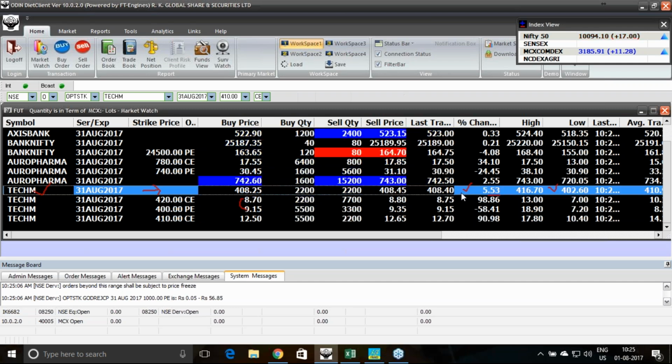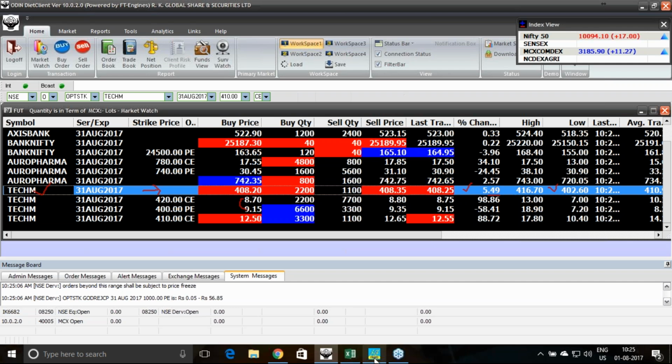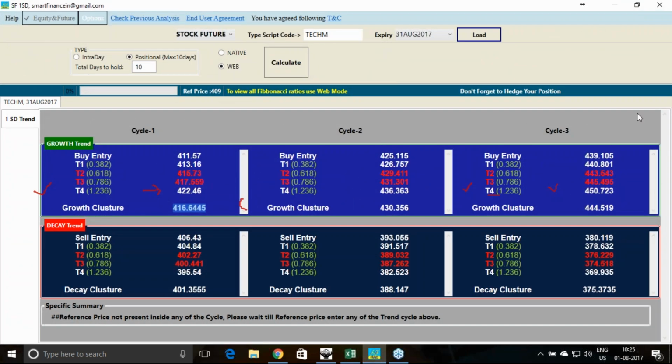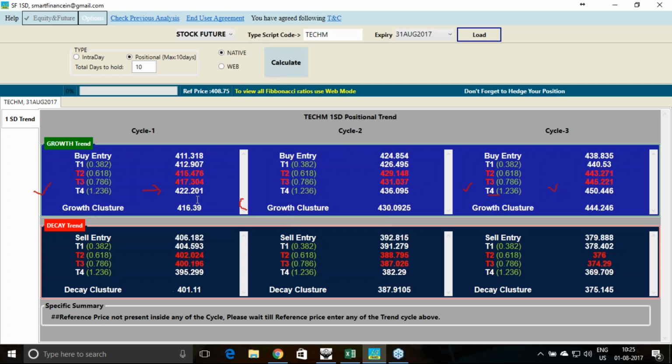Now we wish to form a strategy using the one standard deviation. I have just taken the view on Tech Mahindra. If you load the data, give the position for a maximum of 10 days, and calculate, you will get the levels for Tech Mahindra. Here we are getting the first cycle, second cycle, and third cycle: 3 cycles of uptrend and 3 cycles of downtrend as per the one standard deviation principle. We have taken 10 days.